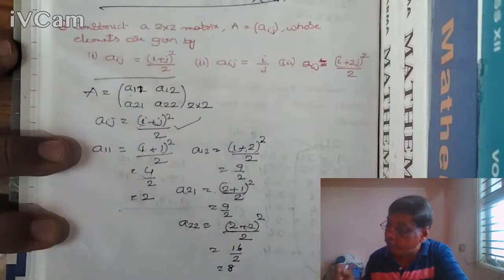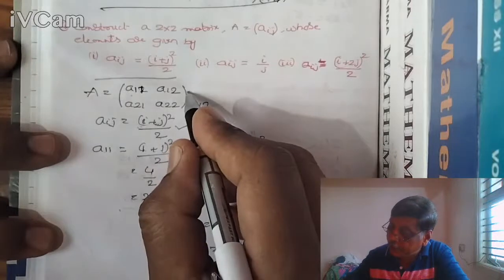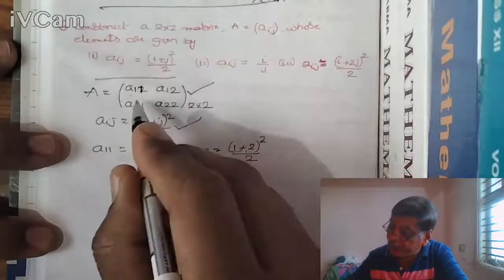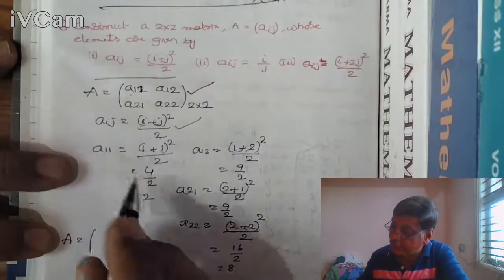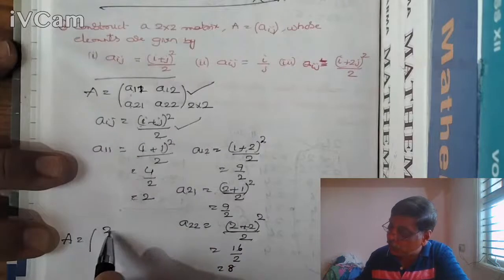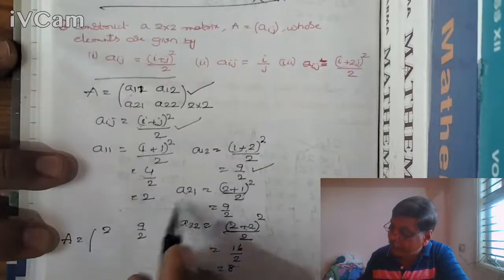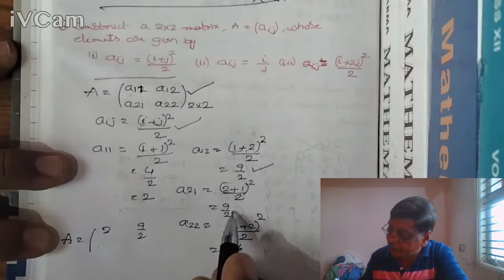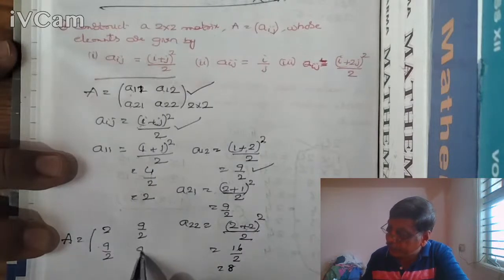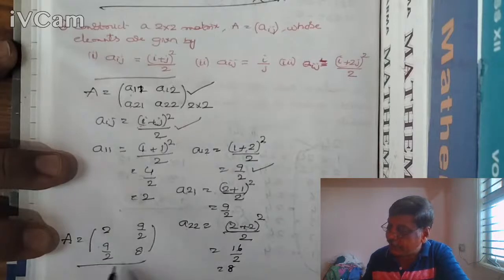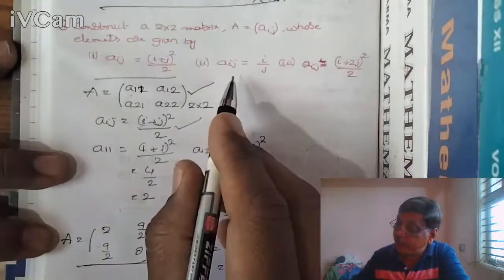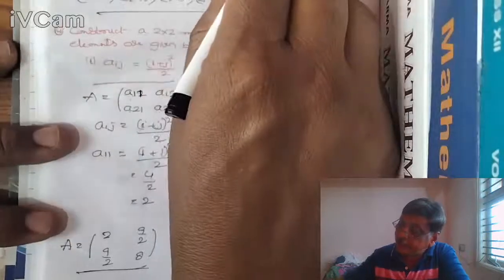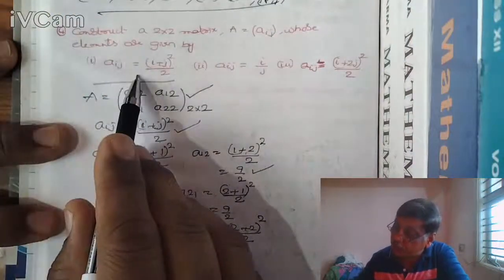So thus we have got the 4 elements. Next you have to replace all A11, A12, A21, A22 by these elements. Therefore, A equals 2, 9 by 2; next row, A21 is 9 by 2, A22 is 8. So this is the required matrix. Okay. Next, same exercise 3.1, question number 4. The first sub-question is over.